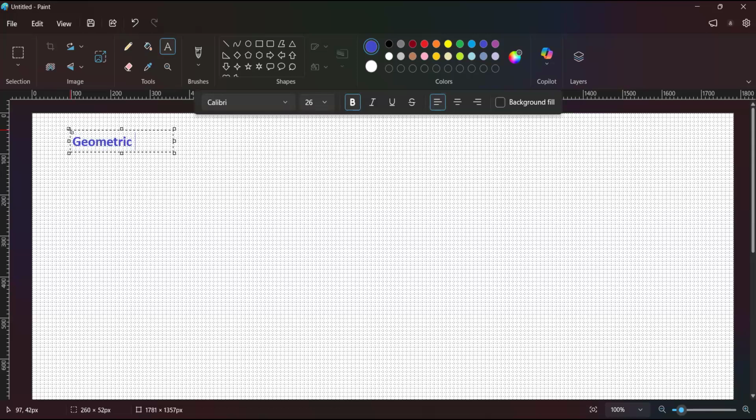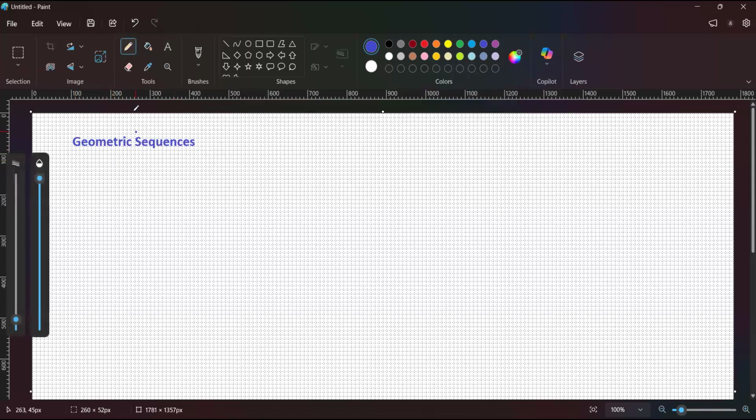geometric sequences. So the first thing to see is the term sequence. I'm sure you already have a fair idea of what sequence means, right? So if someone asks you, what's a sequence, what would you tell the person?